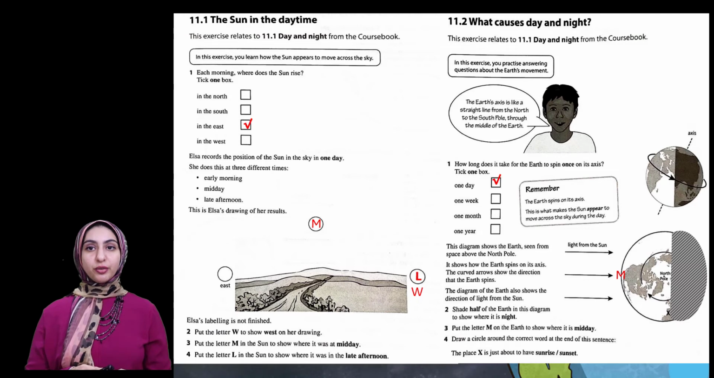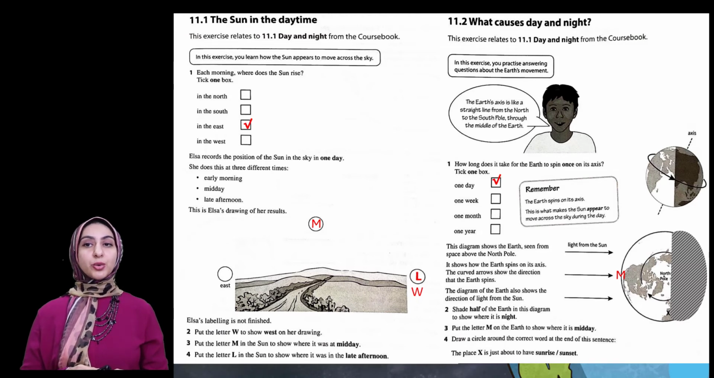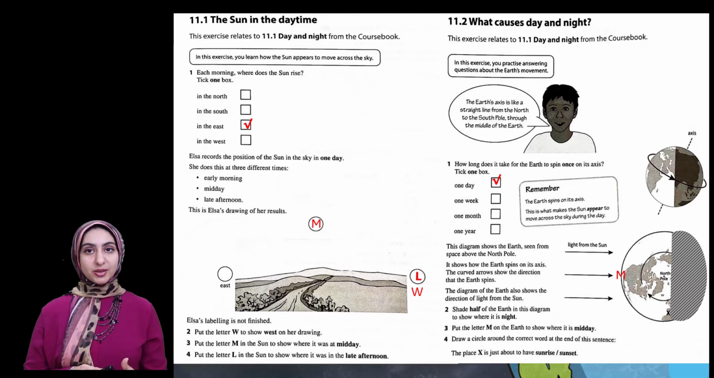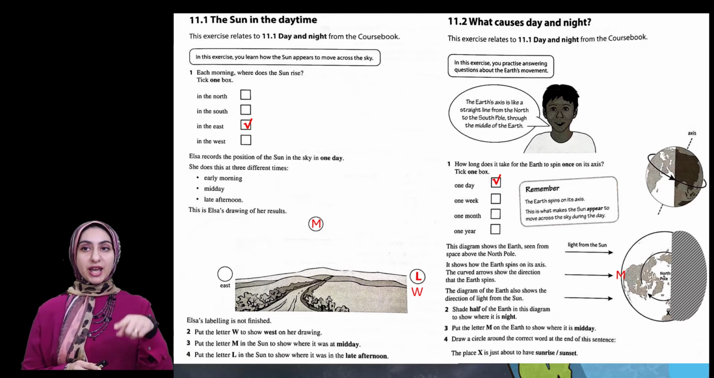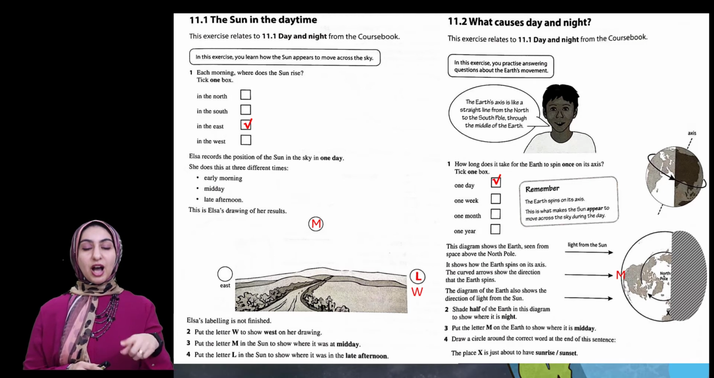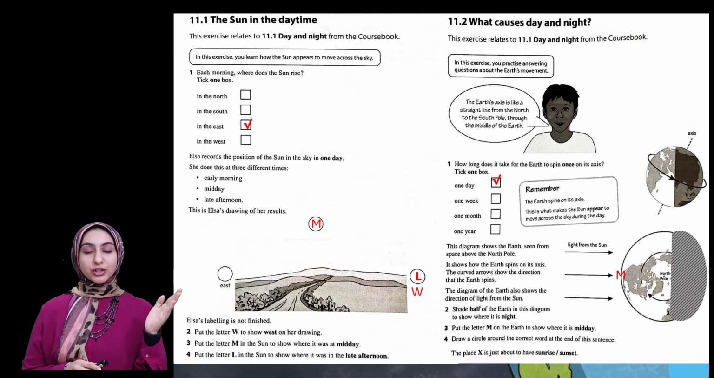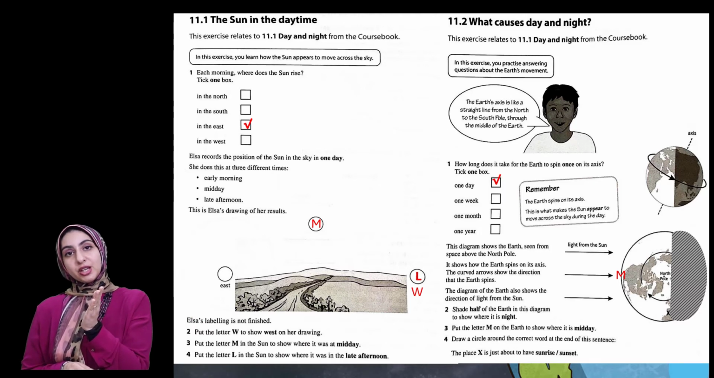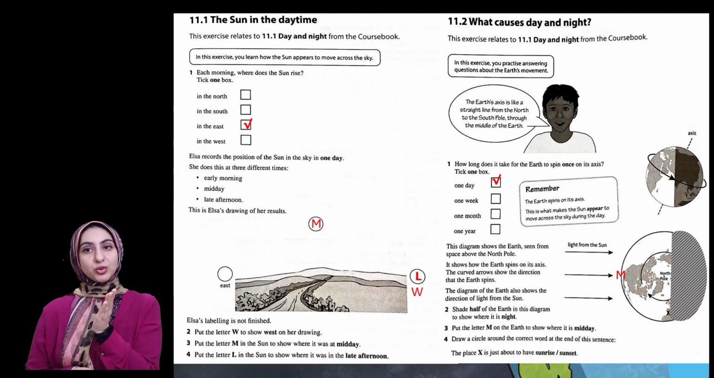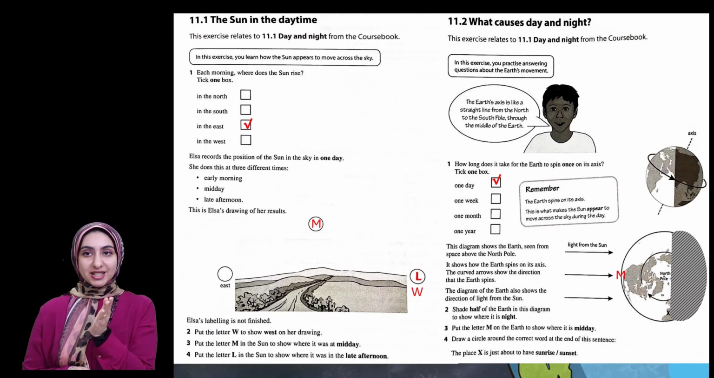Okay, question 4. Draw a circle around the correct word at the end of this sentence. The place X is just about to have sunrise or sunset. Look at the position X. Half of it is facing the sun and the other half is going to the darkness, right? So this means it will have what? Yes, sunset.